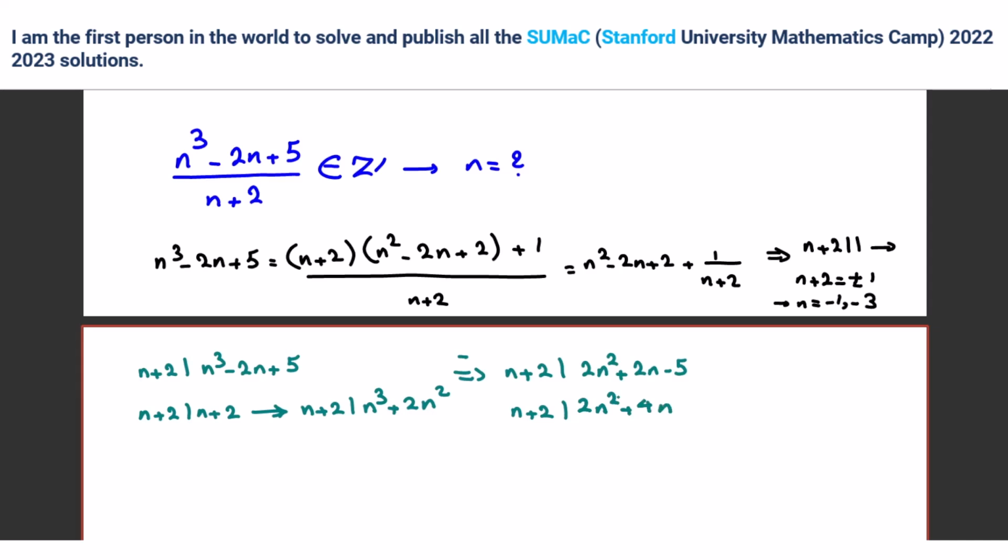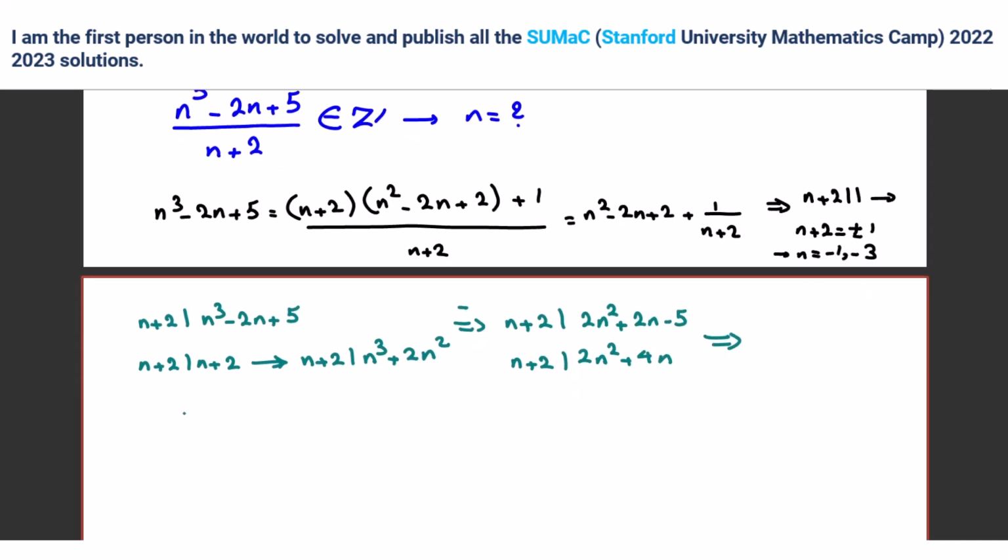Good job. You should multiply by 2n. Then what? So 2n plus 5. Good job. And n plus 2 divides what? So it divides 2n plus 4. Then what? So n plus 2 divides 1. Exactly. And the rest is the same, right? Yes. Okay, both of them work, but you could solve it this way.